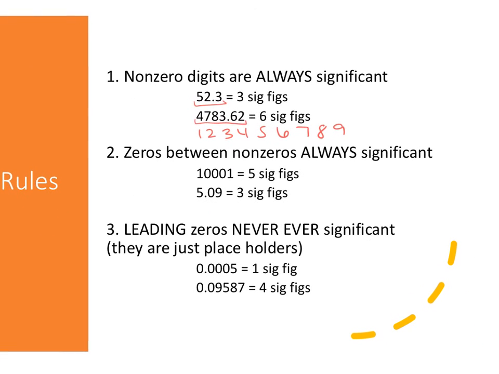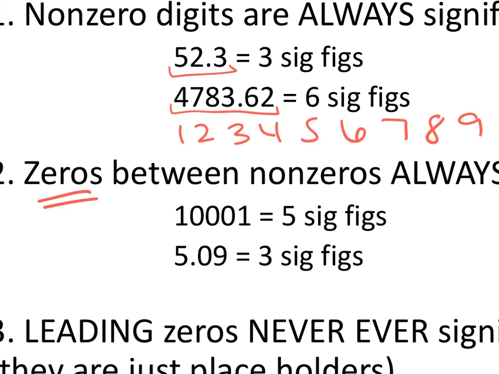Okay. If a 0 gets sandwiched, so the zeros are always the tricky part. Okay. So if a 0 gets sandwiched, like here, do you see how you have 3 zeros, boom, boom, boom, between 2 non-zero numbers? Those would be counted as significant. Okay, so this one has 5 significant figures. This 0 got sandwiched between the 5 and the 9, so that's 3 significant zeros.